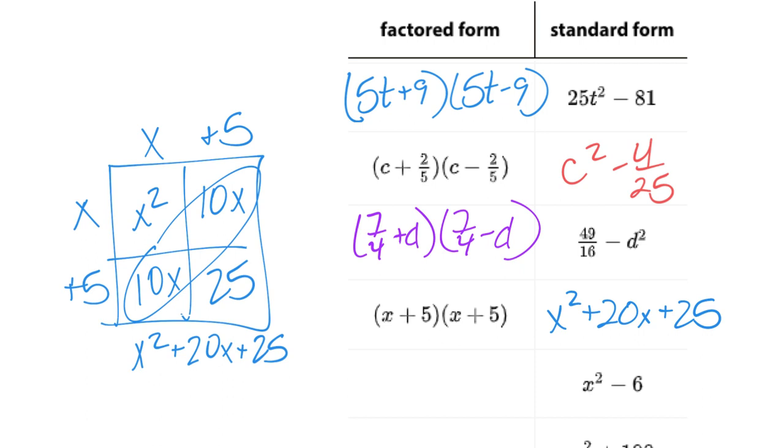In this next one, they were just trying to trick you, keep you on your toes. This one does still have a linear term because it was an addition in both of them. You still end up with an x value in the middle because I have a positive 10x plus a positive 10x. It's going to be the positive 20x.